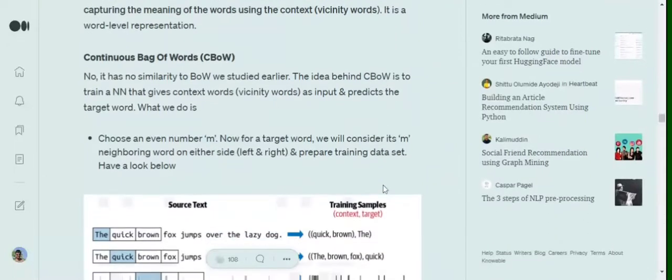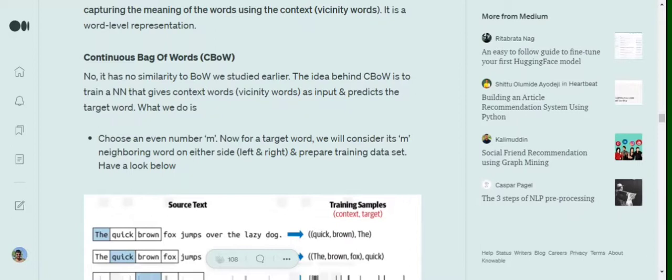Hi everyone. Today we will try to understand what is continuous bag of words, CBoW, which is a neural network methodology that is followed to generate numerical representation out of text data. As we know, text data can't be fed in directly into any machine learning model or neural network. So it is a method by which we are able to convert a text into its numerical representation.